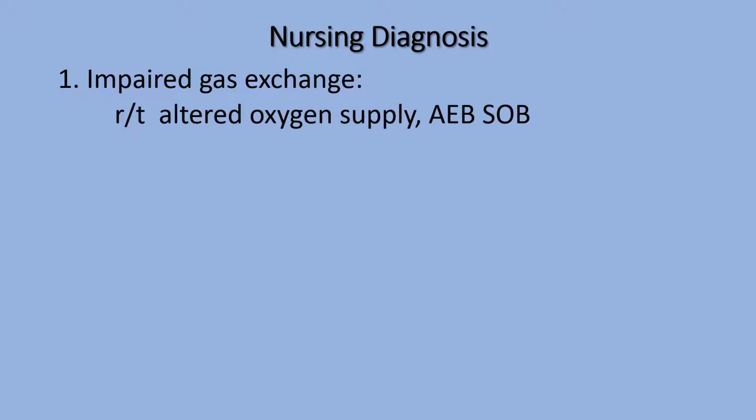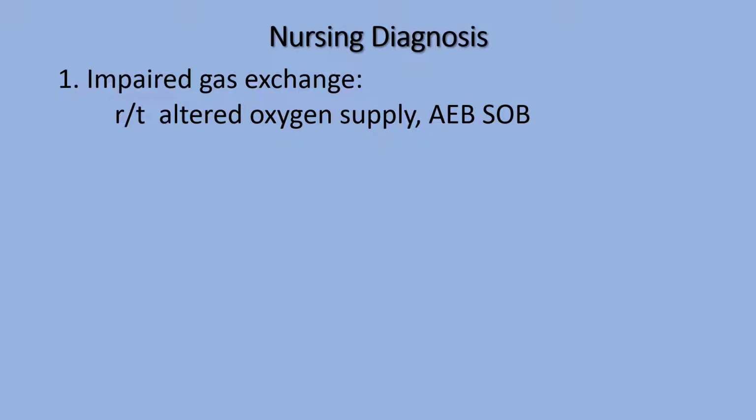All right, now that you came up with several ideas for nursing diagnosis, let's see how they compare with mine. Impaired gas exchange. Since this is on respiratory acidosis, I figured this was a good place to start. We're going to say this is related to altered oxygen supply as evidenced by the shortness of breath.